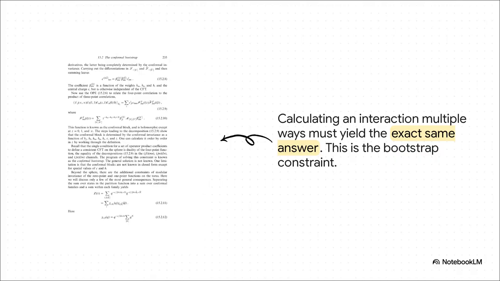And this is the core of it, right here. You can calculate what happens when four particles interact by grouping them in different ways. You could combine the first two and the last two, or you could combine the middle two first. The bootstrap principle is just the ridiculously strict demand that no matter which way you calculate it, you must get the exact same answer. It sounds simple, but that one constraint is so incredibly powerful it can be enough to solve the entire theory, no other input needed.